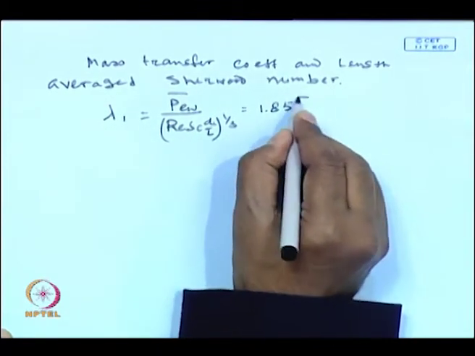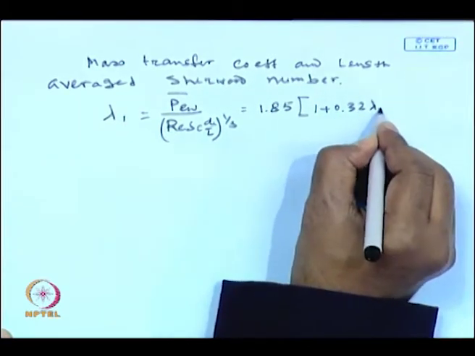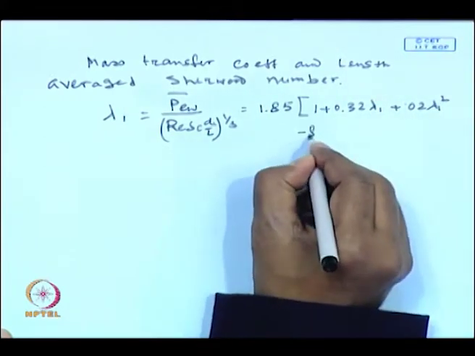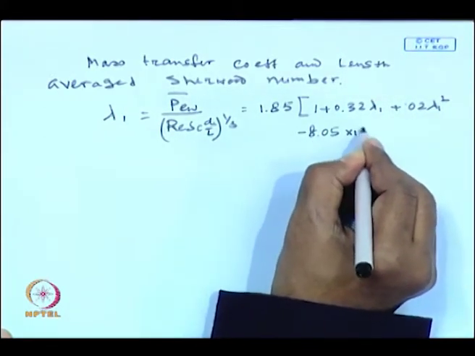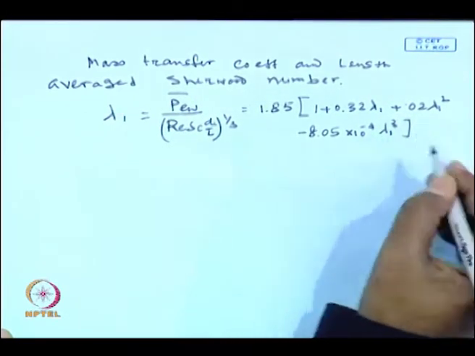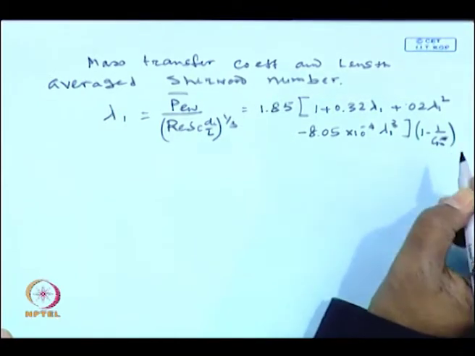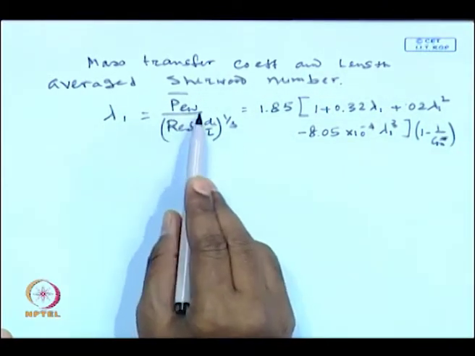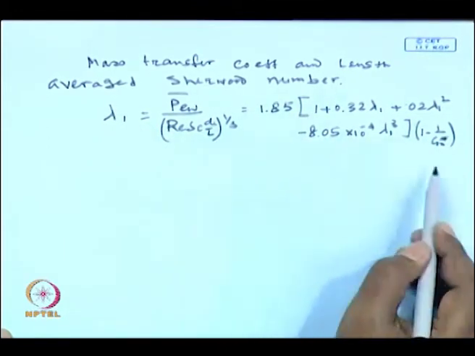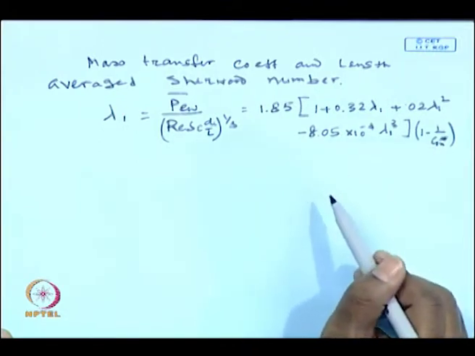1.85 into 1 plus 0.32 lambda 1 plus 0.02 lambda 1 square minus 8.05 into 10 to the power minus 4 lambda 1 cube, okay, 1 minus 1 over cm star. This comes PW is equal to 1.85 Reynolds Schmidt d by L raised to the power 1 upon 3, this is k times 1 minus 1 by cm star. I think that these we have derived in the class earlier.